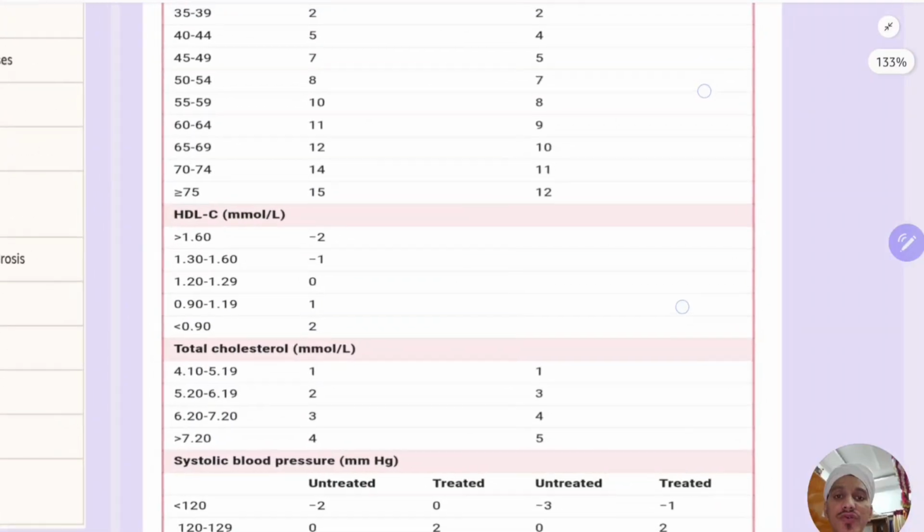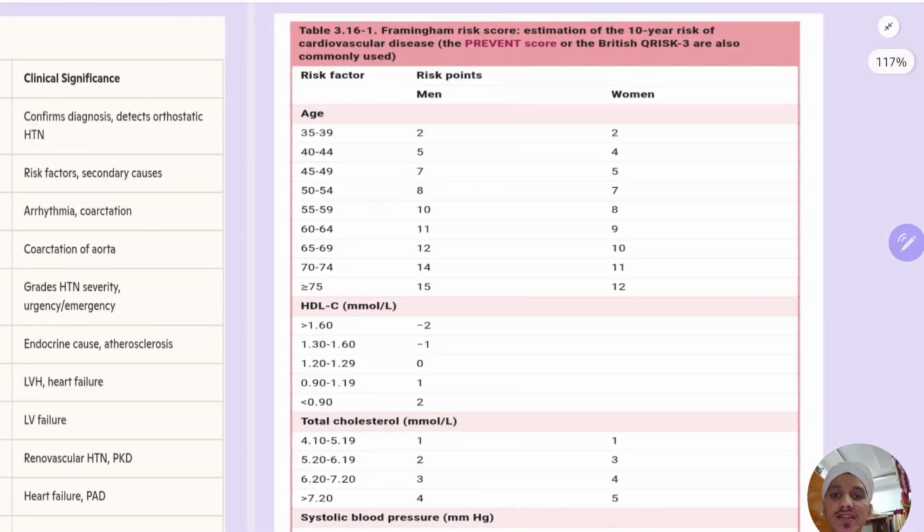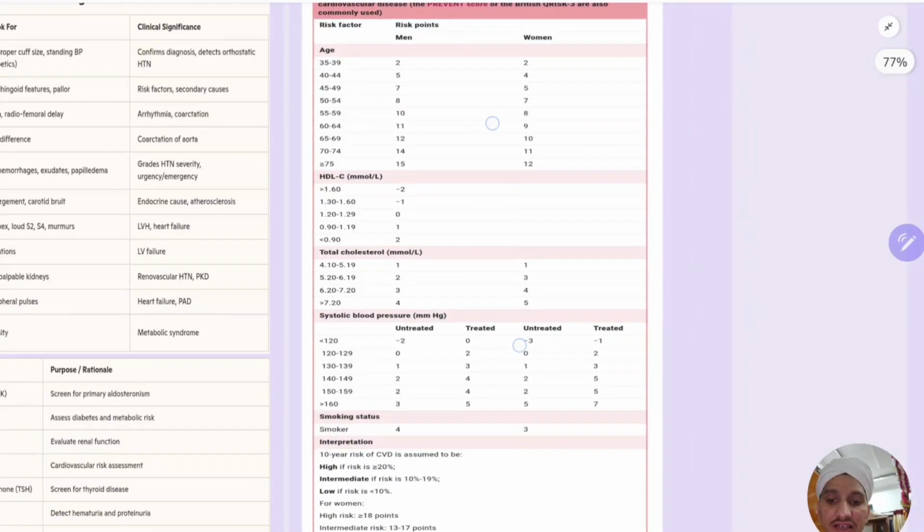So this is the history, physical examination and investigation of patients with hypertension. Then you will evaluate cardiovascular risk with a risk score. Here you can see the Framingham risk score, which estimates the 10-year risk of cardiovascular disease. The PREVENT score is the latest one and mostly used, or you can also use the British QRISK3 score. These are available as online calculators. What parameters will you see?